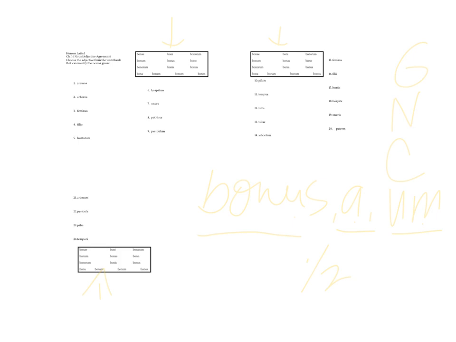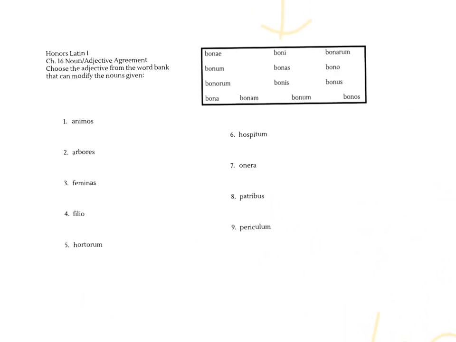So I'm going to run through the process of showing you how to do this GNC process, and I'm going to do a couple examples with you, and then you're going to do the rest. So if I squeeze in here, all right, so we're going to start with animos. The first thing I want to do is focus on that GNC again. Remember, GNC, super important. So the first thing I want to do is look at this noun. We're going to do animos.